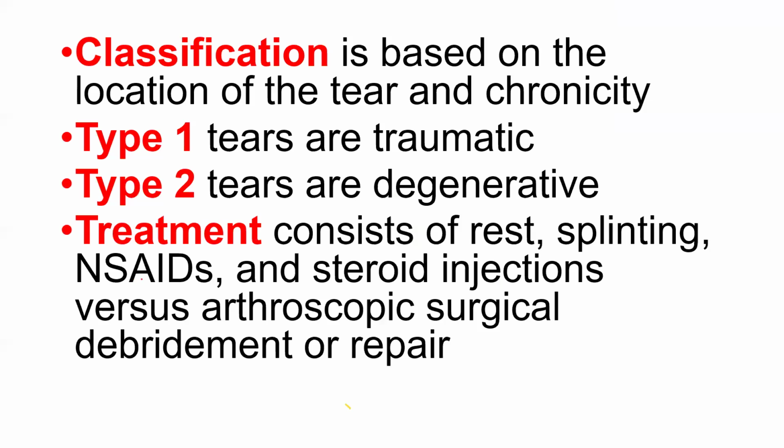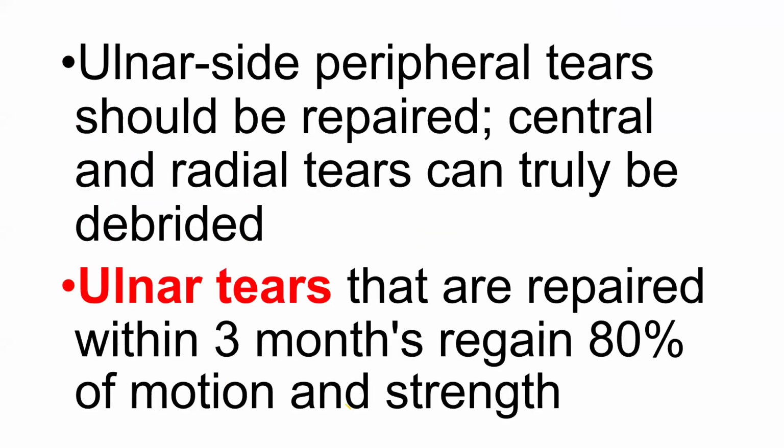The classification is based on the location of the tear and the chronicity. Type 1 tears are traumatic. Type 2 tears are degenerative. Treatment consists of rest, splinting, non-steroidal anti-inflammatory drugs, and steroid injections versus arthroscopic surgical debridement or repair. Ulnar-sided peripheral tears should be repaired. Central and radial tears can truly be debrided. Ulnar tears that are repaired within 3 months regain 80% of motion and strength.